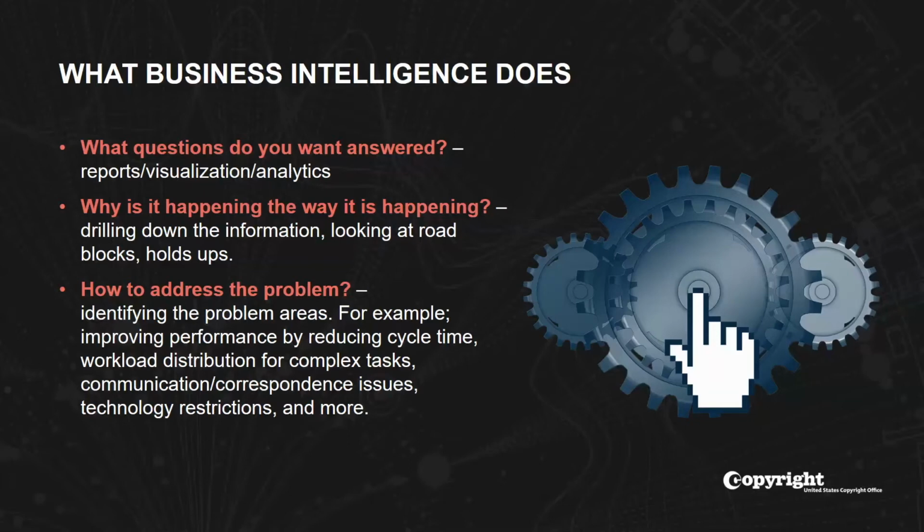Once you get those visuals or reports, you want to know why certain things are happening in a certain way. So you want to drill down into that information, look deeper into those data sets, and look at what the roadblocks are, what the holdups are, why certain issues are happening, and how you can address that. So you use that information to address those problems and identify those areas. For example, improving performance by reducing the cycle time or processing time of your process, or the workload distribution, not because you need to distribute the work, but because some problems are complex and need multiple people to handle those processes. So business intelligence helps us through all these processes.